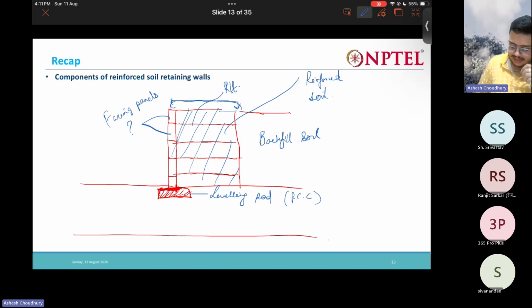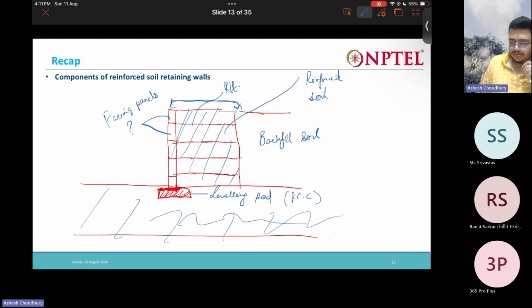Okay, and what is this? This soil, what is this soil called? Subsurface. Foundation. Yeah, foundation soil. Right? Foundation.